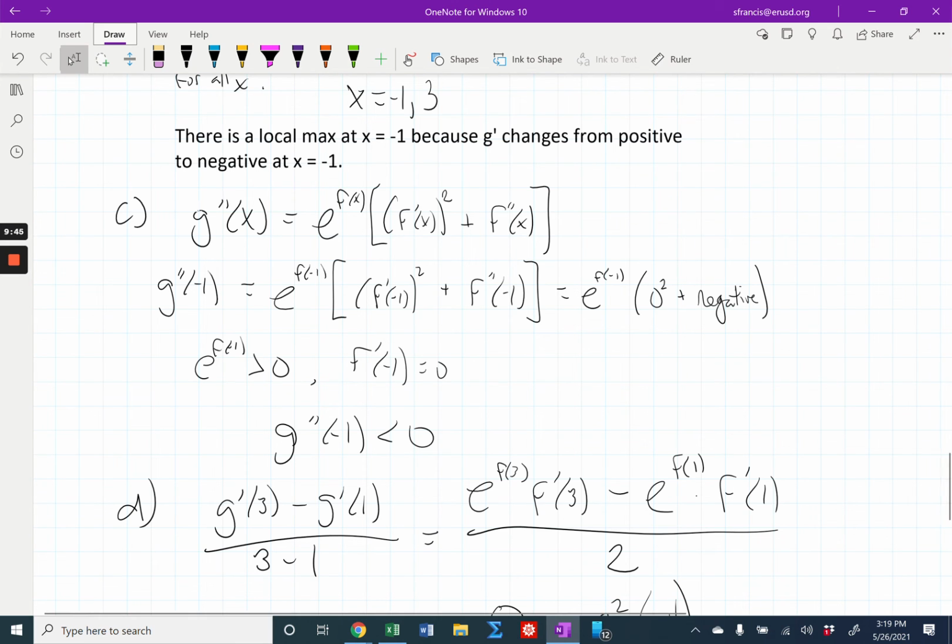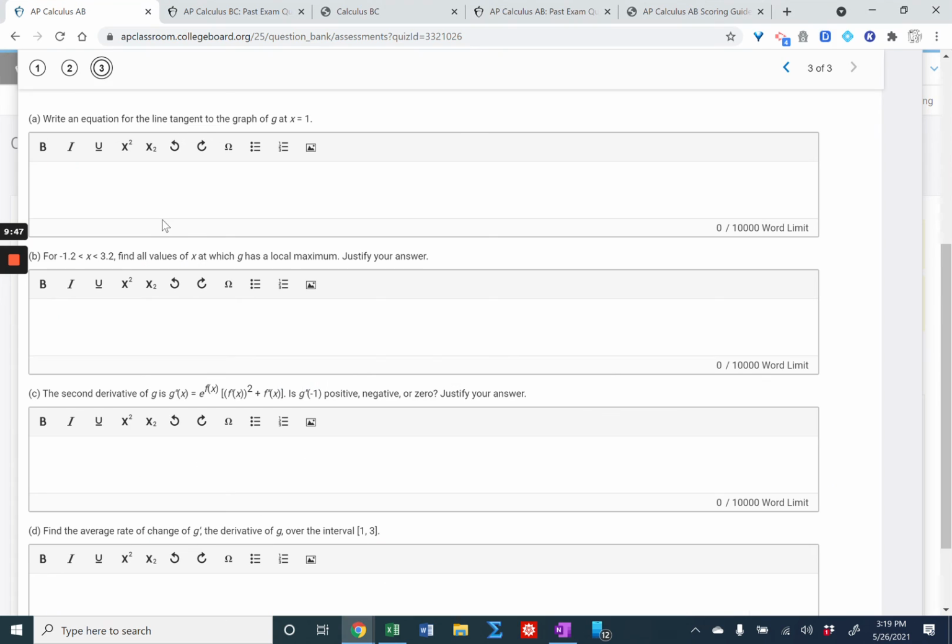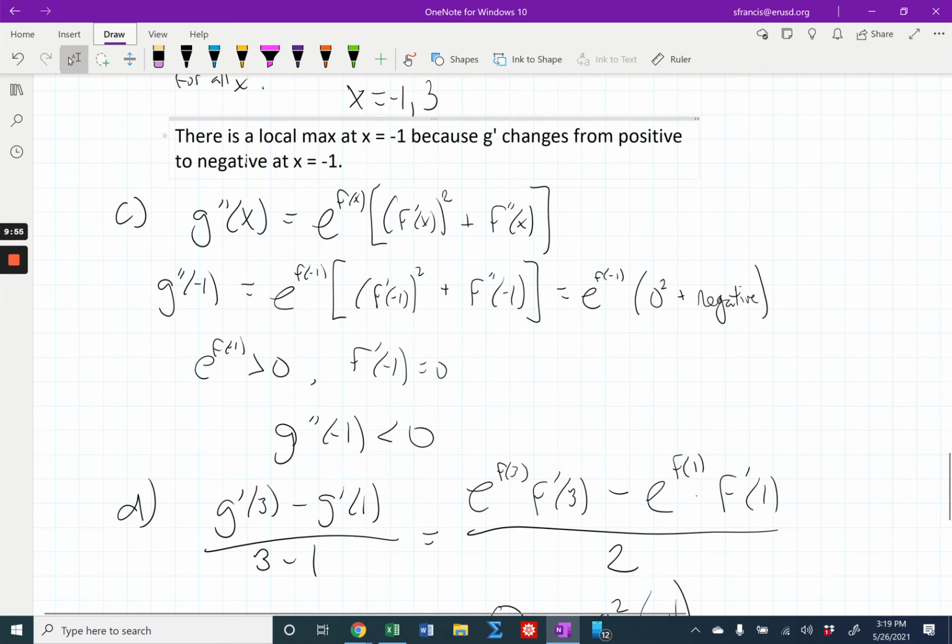For C, what was the question? Oh, they gave us the second derivative, and they want to know whether g double prime of negative 1 is positive, negative, or 0. I'm going to tell them why. So they give us the second derivative. Plug in negative 1 for all the x's, and then let's simplify it a little bit. e to the power of f of negative 1. I don't know what f of negative 1 is, but I don't need to know it. f prime of negative 1 is 0, because we can see that in the graph. So that's 0 squared.